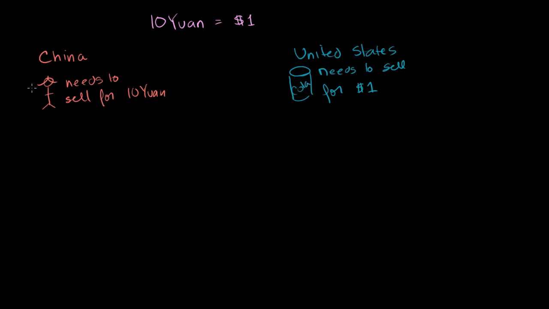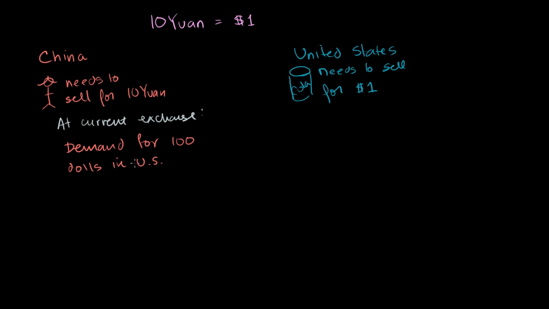So at the current exchange rate, for the doll guy, there's demand for 100 dolls in the United States. So what does that mean? That means that if he can sell these dolls for $1, which is equivalent to 10 yuan, then there's going to be 100 people in some time period, let's say a year or a month, who are going to be willing to buy the dolls at that price.